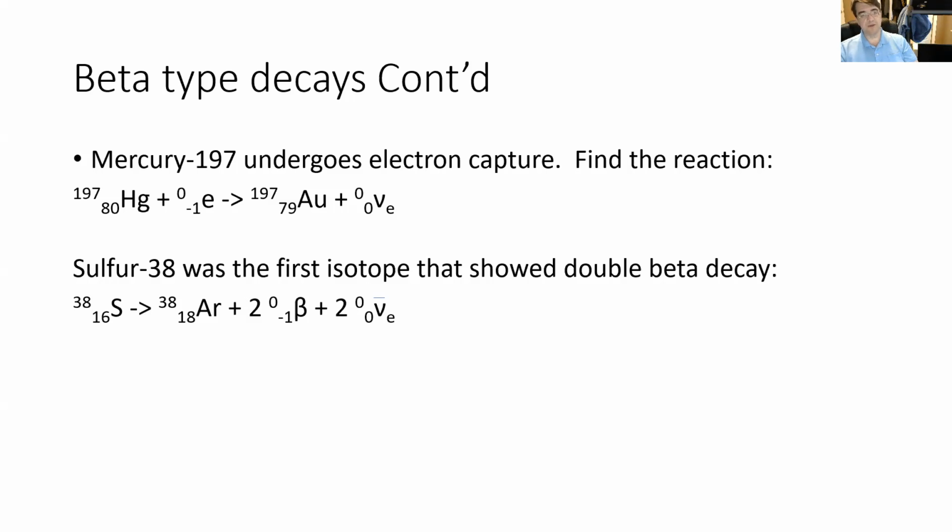Then sulfur-38 undergoes double beta decay. So to see how that works, you'll take your sulfur-38 on the left, then you have 2 beta particles on the right, and so what you end up with is then argon-38 on the right, just doing the arithmetic, and that since you produce 2 positive leptons, you have 2 negative leptons you have to add to it, so that's where you get your 2 electron antineutrinos from.